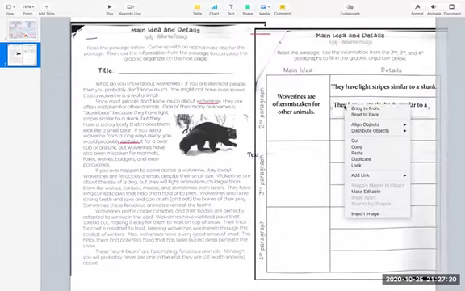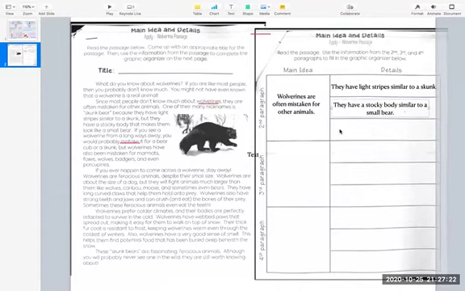All right, I'm gonna have to copy paste the text box because I cannot get to my text box thing, but I can do that. I'm a problem solver. So that is going to be my last detail that supports the main idea that Wolverines are often mistaken for other animals.